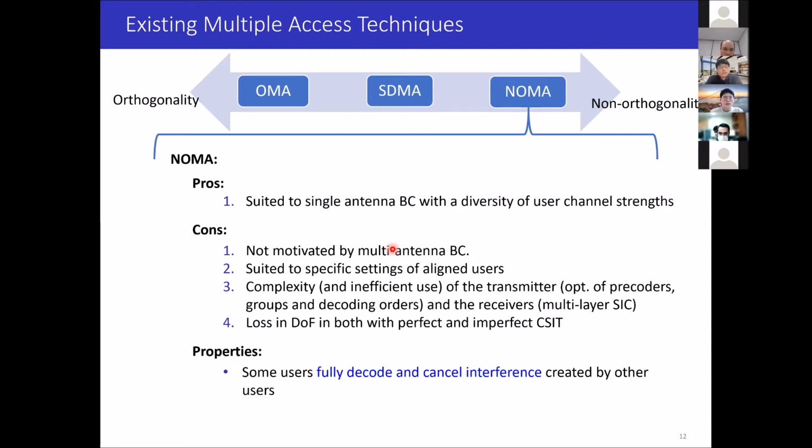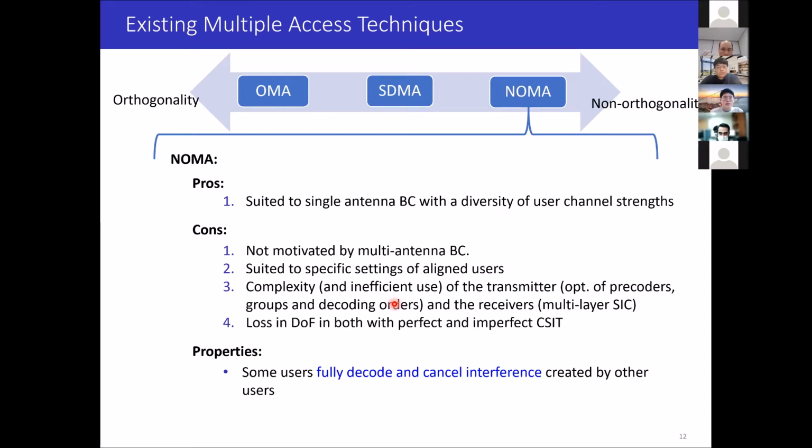The reason for this is that it can decrease quite significantly the multiplexing gain, or the degrees of freedom, of the network. It can work in some specific settings when you have aligned users, so when the channels of two users are very aligned with each other. But that's not something that you can expect in typical multi-user, multi-antenna deployments. And the issue is that you have a DoF loss that comes on top of the complexity increase at the receiver, because now you may need multiple SICs at the receiver to cancel the interference.